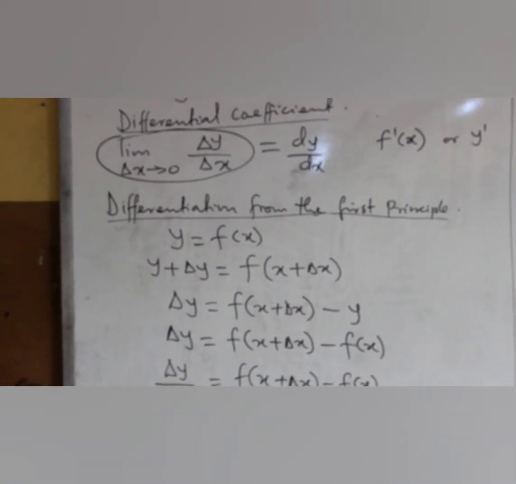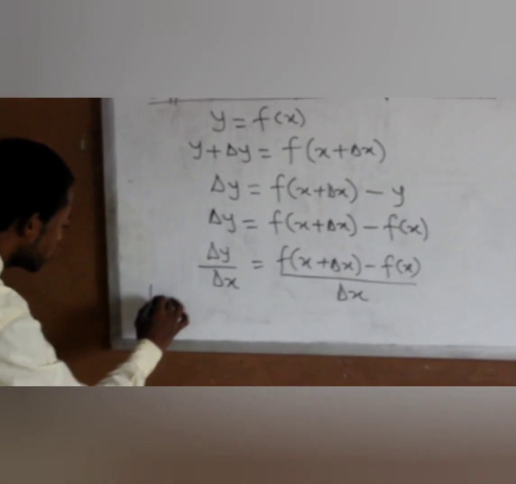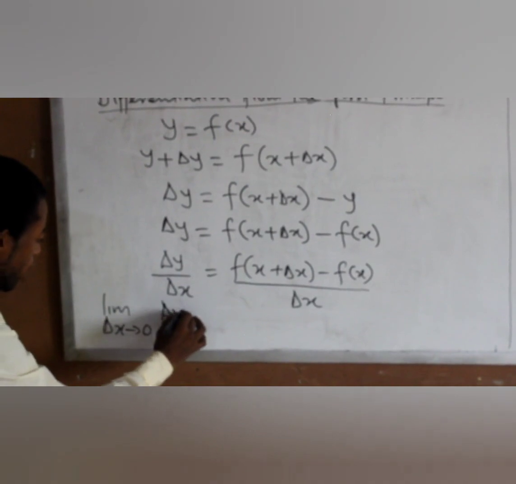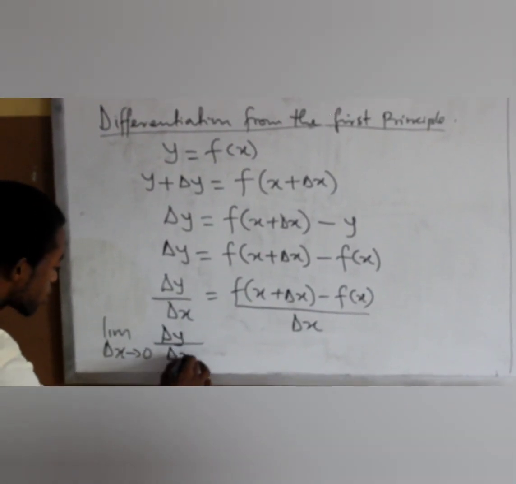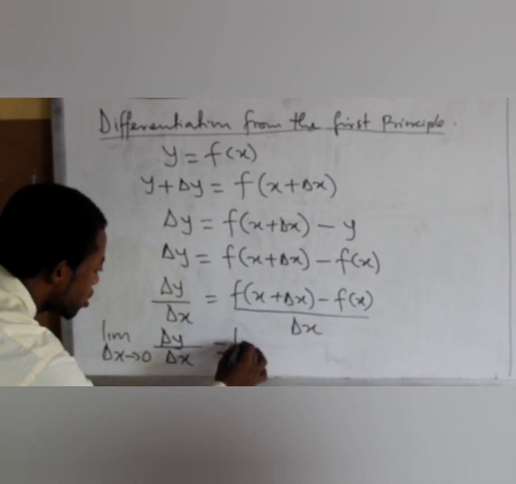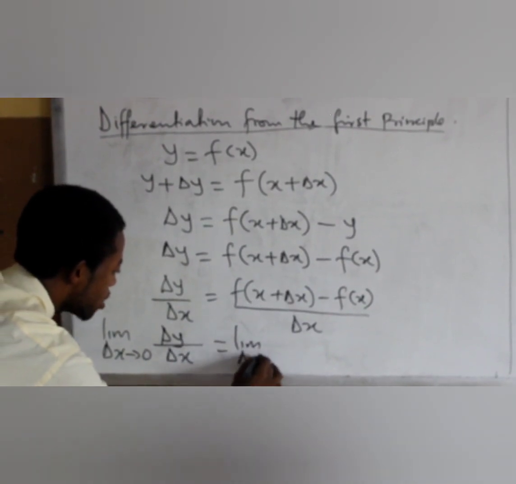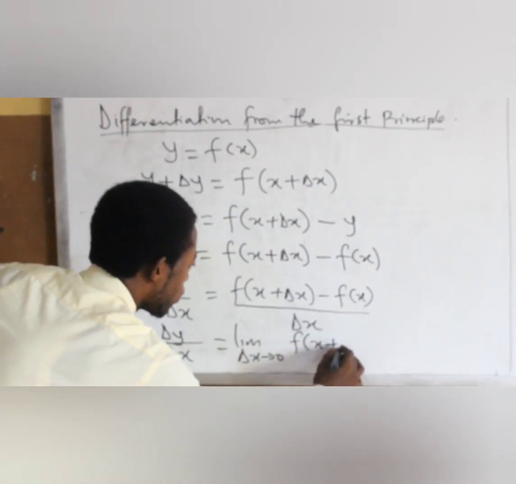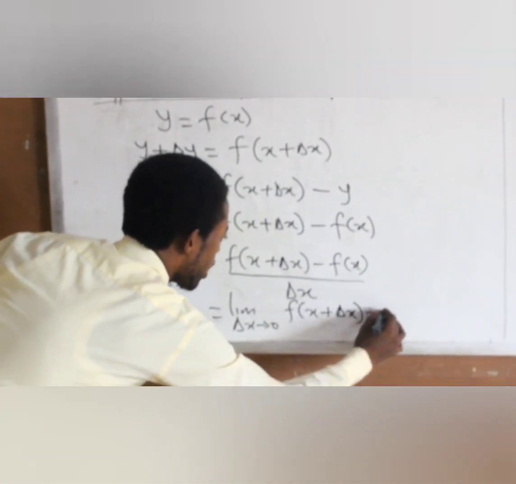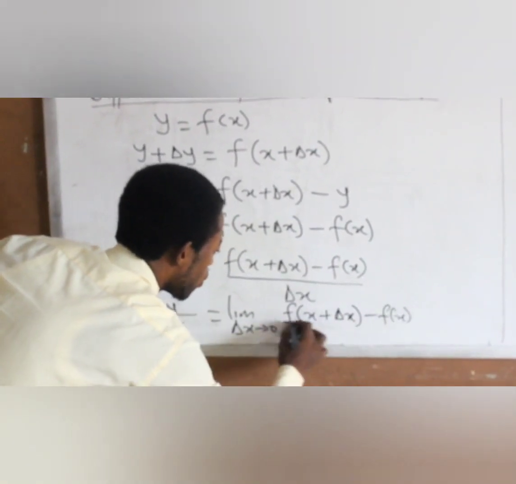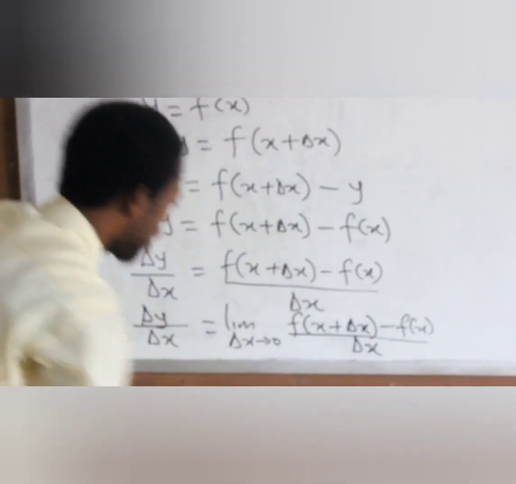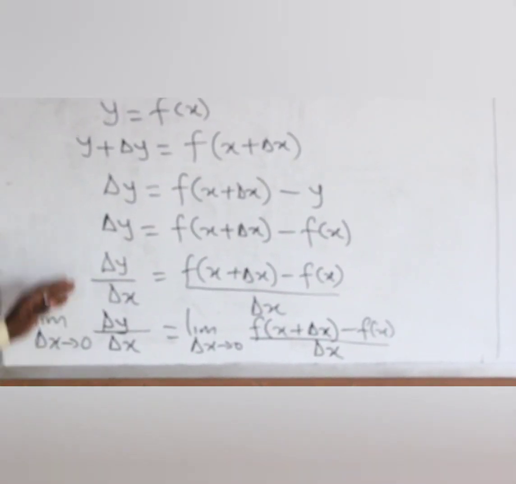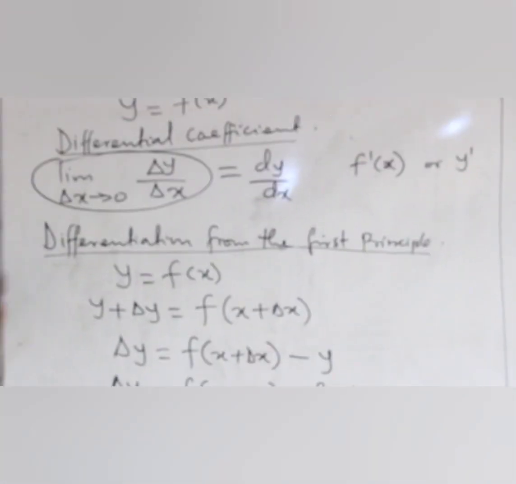So when you introduce that now, limit as delta x tends to 0 of delta y over delta x is equal to limit as delta x tends to 0 of f of x plus delta x minus f of x all over delta x. Now you can see that what we have on the left hand side here is called the differential coefficient, which is our dy dx.